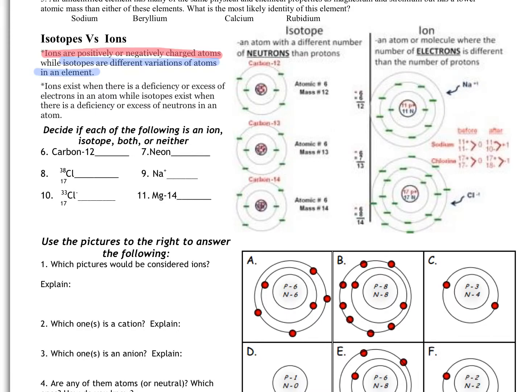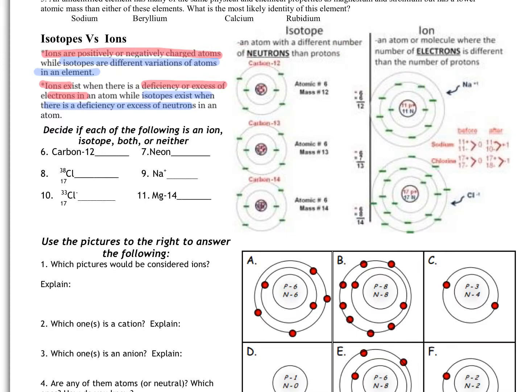Ions exist when there is a deficiency or excess of electrons, while isotopes exist when there is a deficiency or excess of neutrons. So we're going to decide if each of the following is an isotope, an ion, both, or neither. Let's look at these examples on the side.